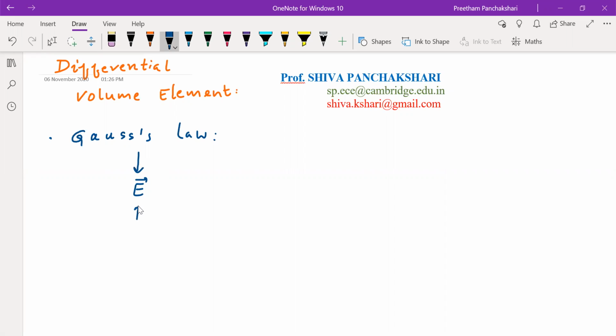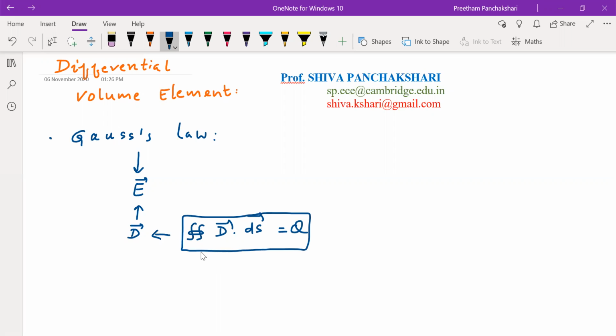To find electric field intensity, Gauss law gives us electric flux density D. And this electric flux density is given by the integral form of Gauss law, that is, the closed surface integral of D over a closed surface. So we know that this is the integral form of Gauss law, from which we can find D at a point due to a given charge distribution. Here, Q can be any charge distribution, need not be a point charge. So given a charge distribution, we can find D, and from D we can find E.